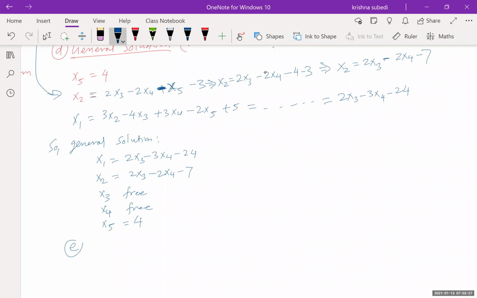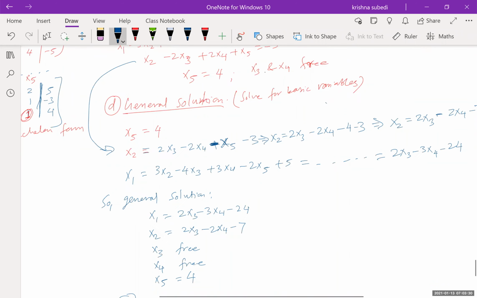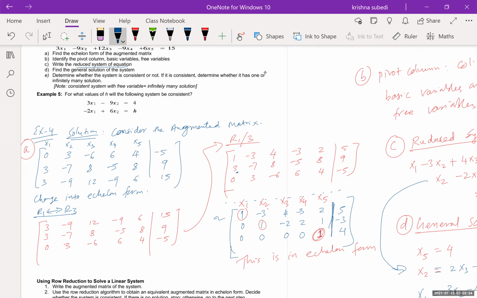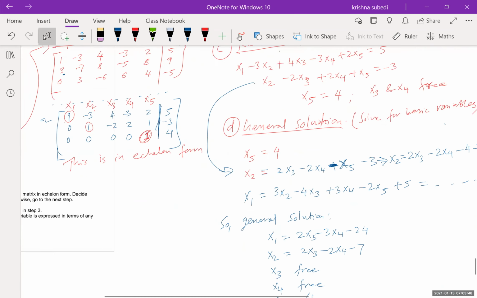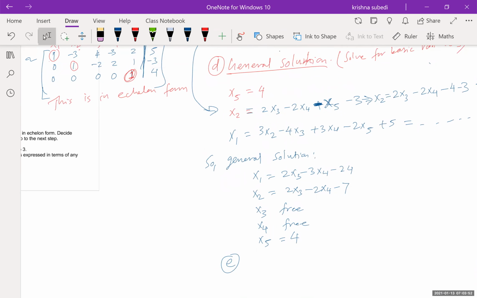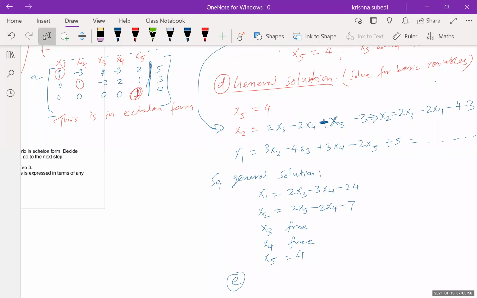And part E, what is in part E? I think there is another question as well. Let me just go there. Determine whether the system is consistent or not. If it is consistent, determine whether it has one or infinitely many solutions. Now, what is your thought? Is the system consistent?